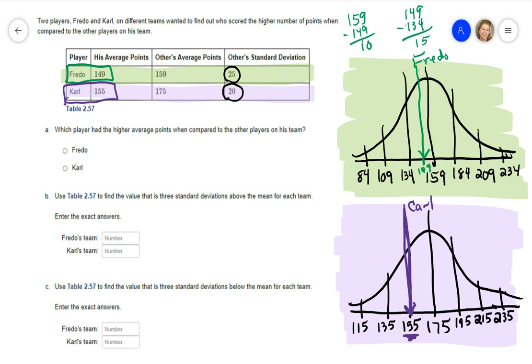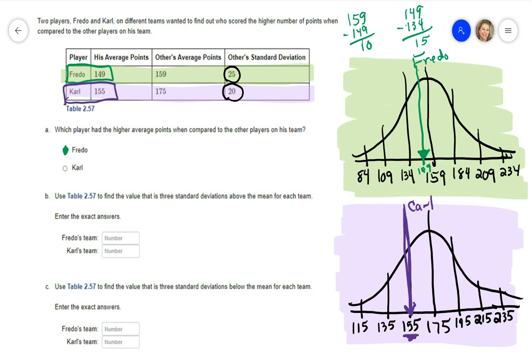Whereas Frito was actually closer to the mean. So when you compare them to their other players, Frito is much closer to the mean than Carl is. They're both below the mean, but Frito is much closer. And I've actually already done the answers for parts B and C.